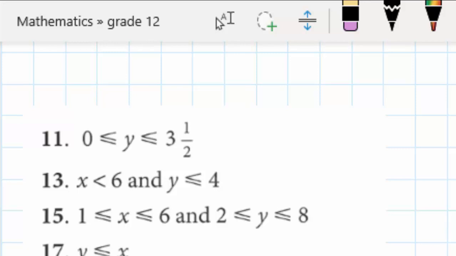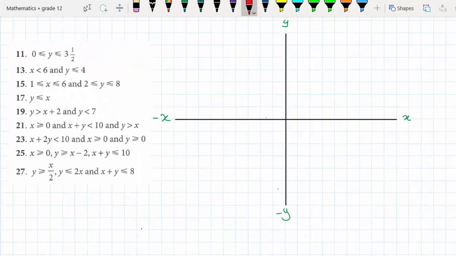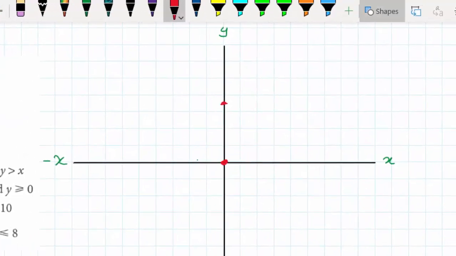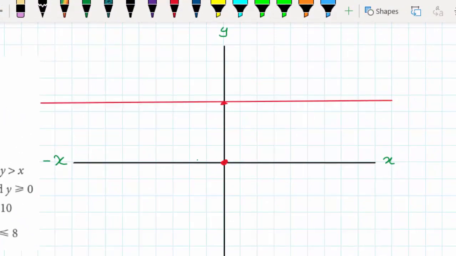Since we have y, we will work on the y-axis. The first one is 0. 0 on the y-axis is in the middle, it's right here. And 3 and 1 over 2, 3.5, is right here. So we will need two straight lines to represent this. This is the first straight line, and the second straight line will be right on 0.